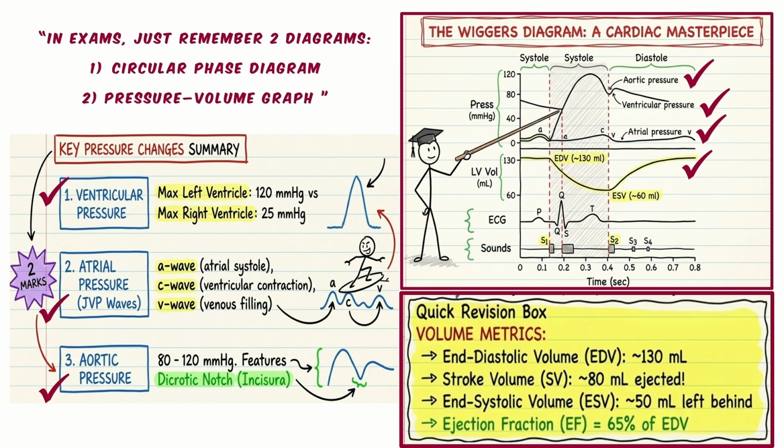And this is a quick revision box for volume of the blood. At the end of the diastole, the amount of blood remaining is 130 ml, that is the end diastolic volume. When the ventricle contracts, a stroke volume of about 80 ml is ejected out, and this leaves 50 ml of blood behind, that is the end systolic volume. At the end we get the ejection fraction, that is 65% of the end diastolic volume.